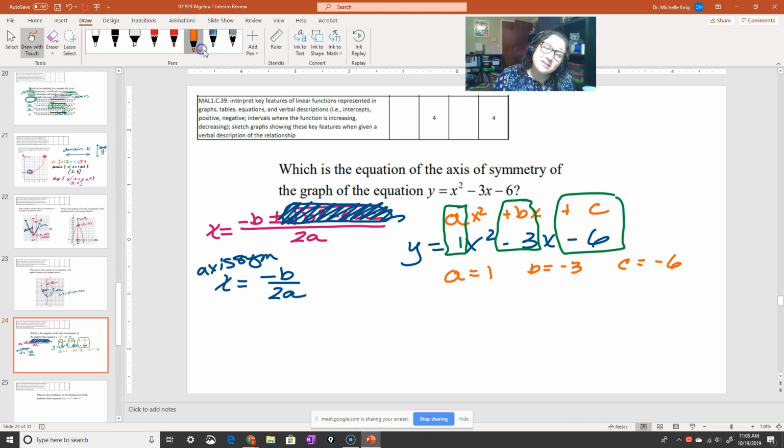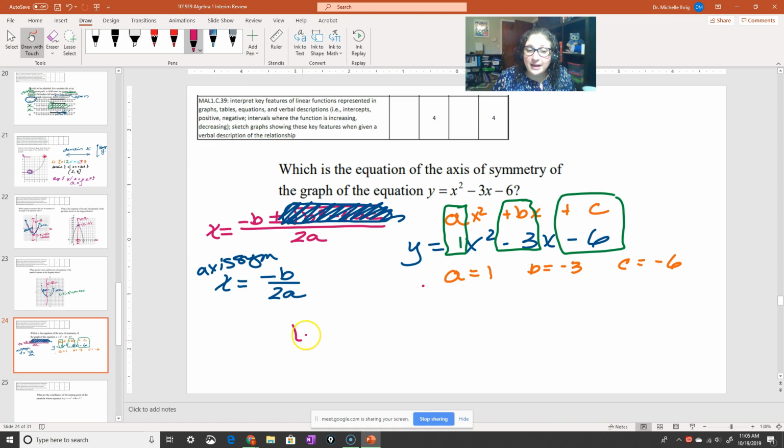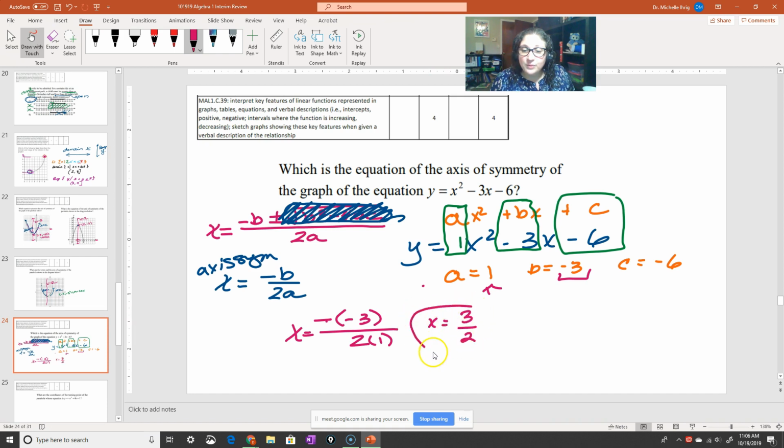So to find my axis of symmetry, all I'm going to do is plug it in. Here I take x, and I put in the opposite of B. Well, what's B? -3. I divide it by 2 times whatever my A value is, 1. Negative times a negative is positive. 2 times 1 is 2. That is my axis of symmetry. Booyah! That's how you do it mathematically.